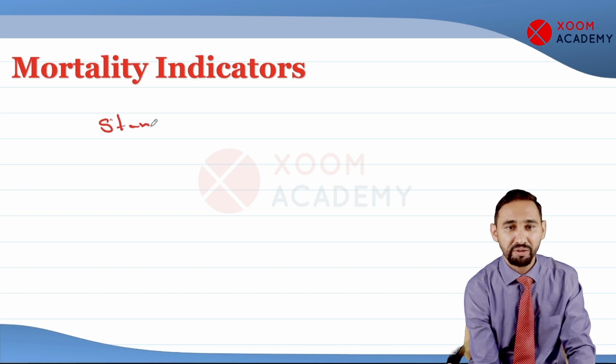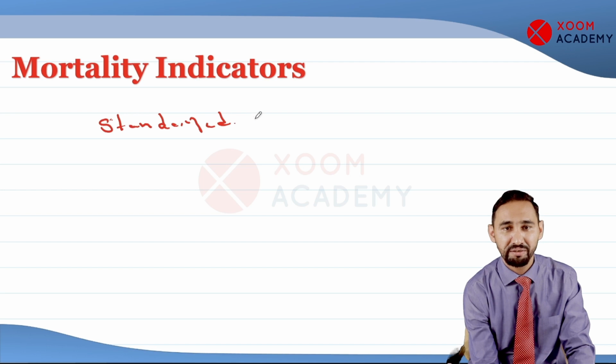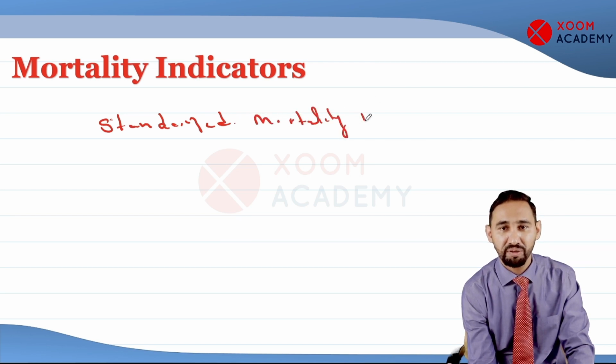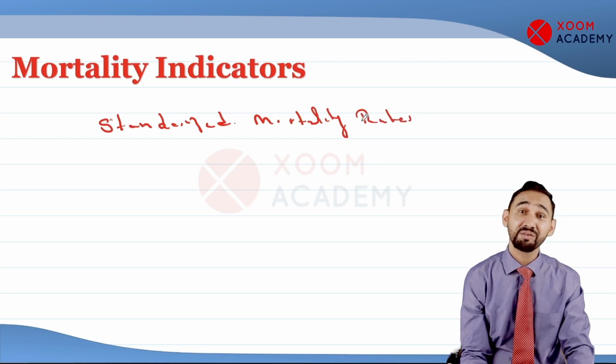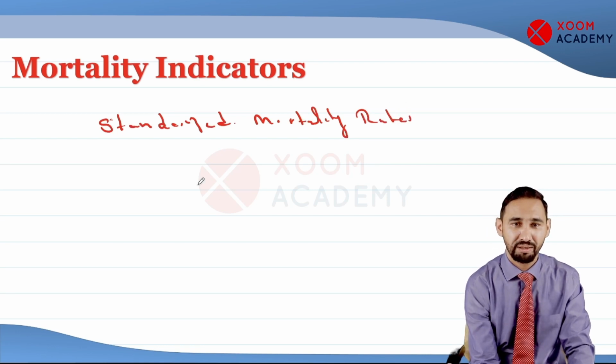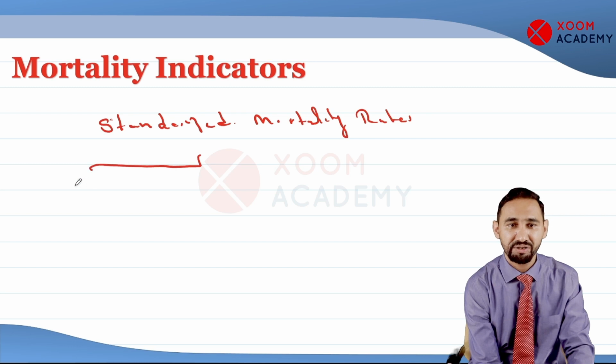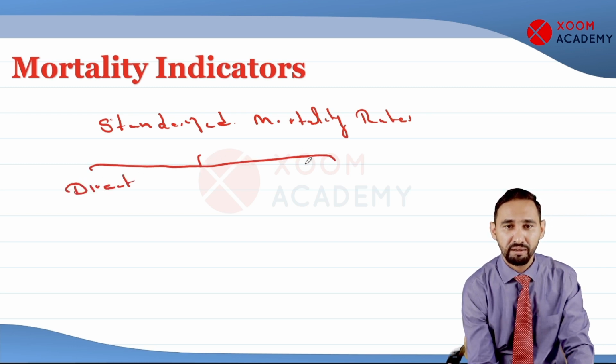What are standardized mortality rates? They are adjusted mortality rates. What is meant by adjusted mortality rates? We can adjust them according to age, according to gender, according to occupation. There are two types: direct standardization and indirect standardization.